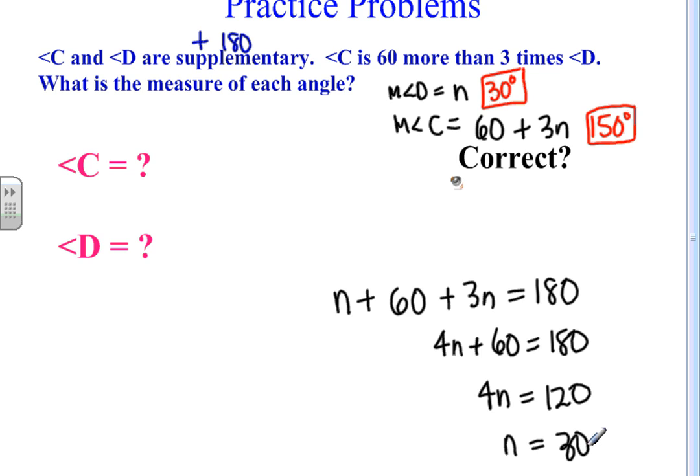We can double check that by putting the 30 back in here for N and seeing, is 60 plus 3 times 30 150? Yes, it is. We're right. Let's just double check. C is 150. That's what we got. D is 30. That's what we got.